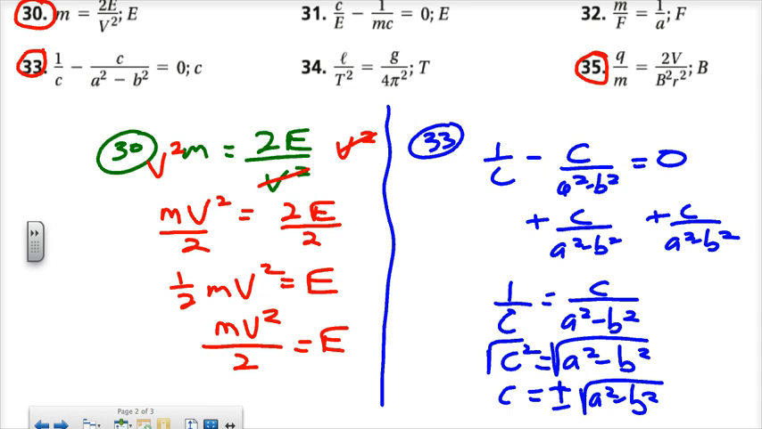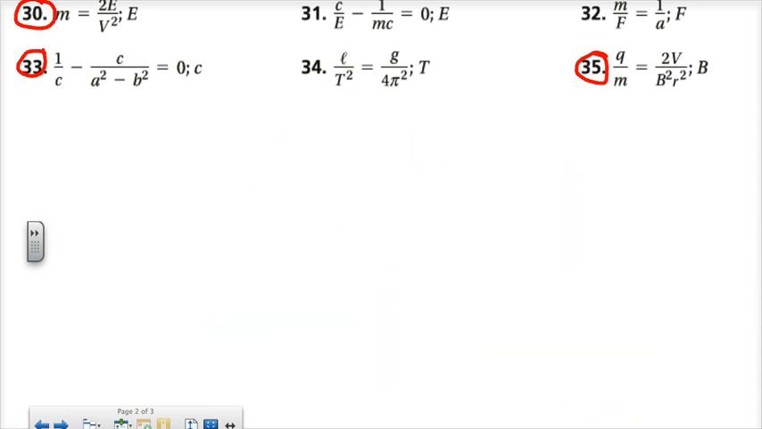So much easier to work with proportions. Obviously that's not the only way to do that problem, but that definitely would be the easiest way to do that problem. Which brings us to 35, which is already a proportion.